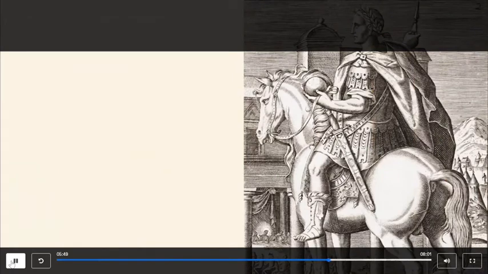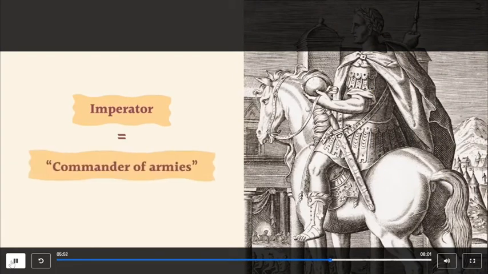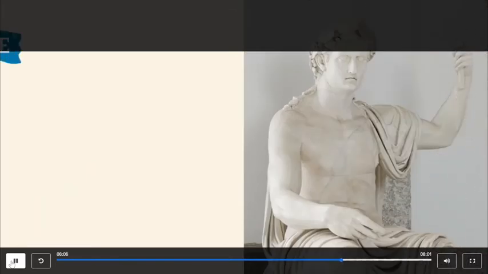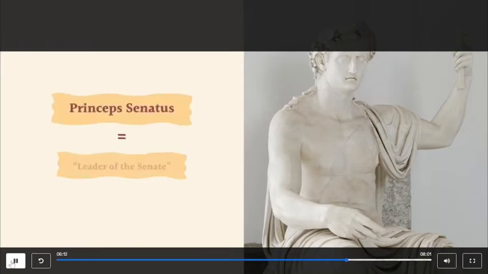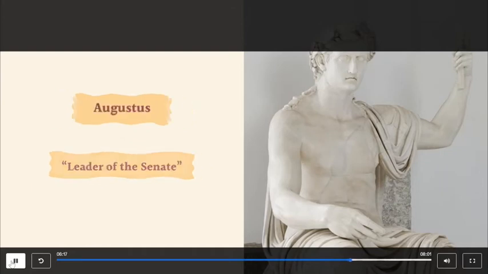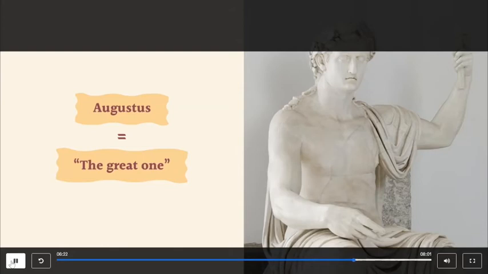Octavian gave himself the title Imperator, or commander, of all Roman armies. But rather than name himself dictator for life and risk offending the Senate, as Julius Caesar had, Octavian was careful to appear to follow the traditions of the Republic. He was elected consul in 27 BCE. The Senate bestowed upon him two more titles, Princeps Senatus, meaning leader of the Senate, which he maintained for the rest of his life, and Augustus, the Great One, an honor that he adopted as his new name.